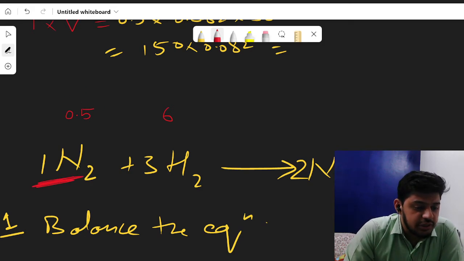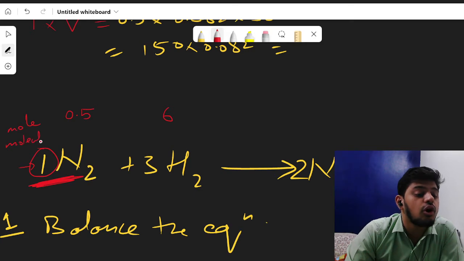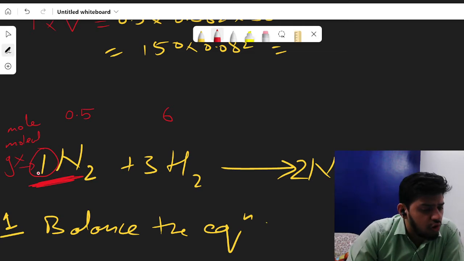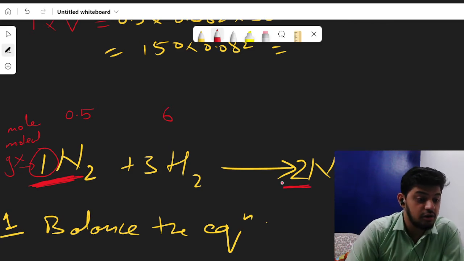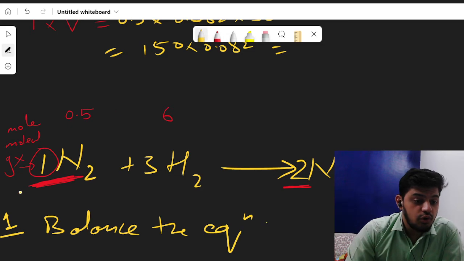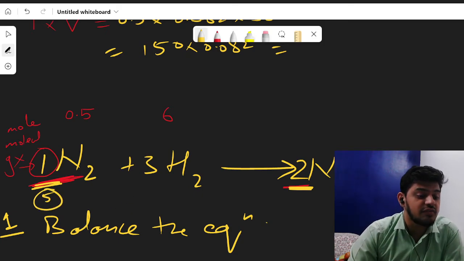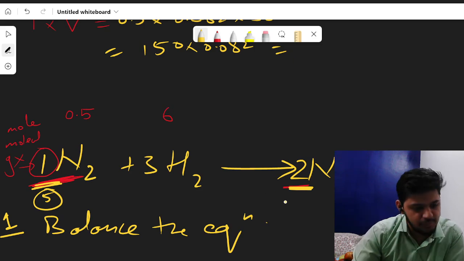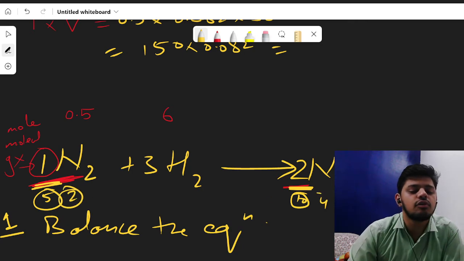1 mole of nitrogen. This coefficient is either a mole or a molecule, not gram. It can never be gram. Okay, 1 mole of nitrogen gas is making 2 moles of ammonia. It means that, for example, I have 5 moles of nitrogen. So how many moles of ammonia? Double. 10 moles of ammonia will be made. If I have 2 moles of nitrogen, obviously 4 moles of this.